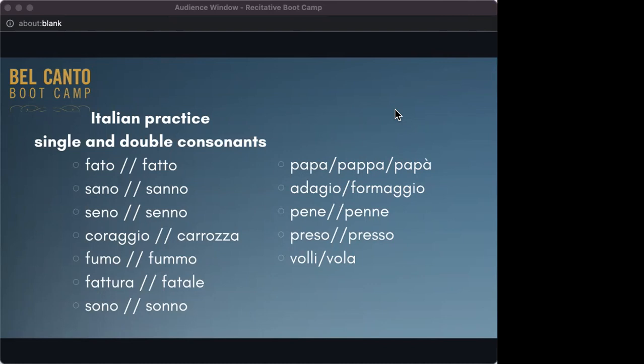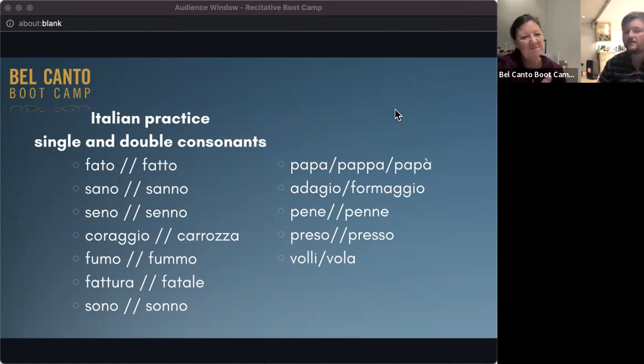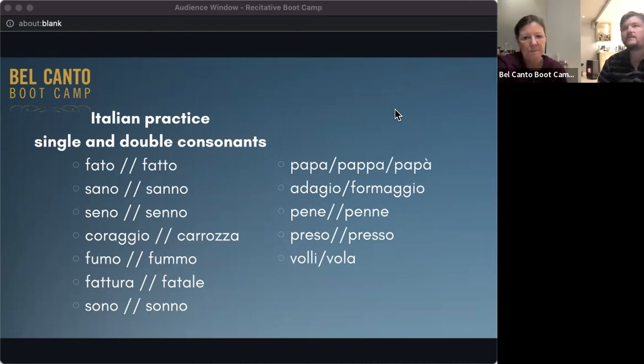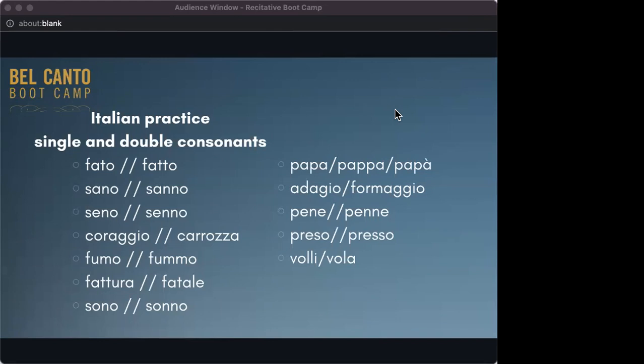Fumo, fummo. Good. The single M was doubled. So fumo, fummo. Yeah, if you try to listen to the M while you're making it, it will double. So fumo, fummo.